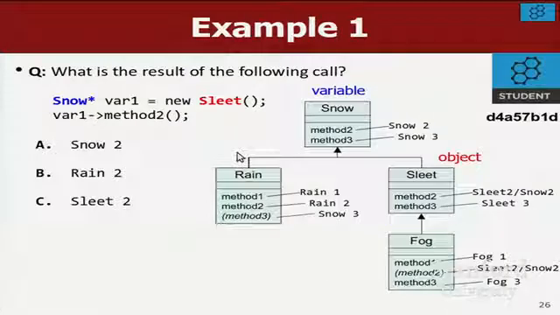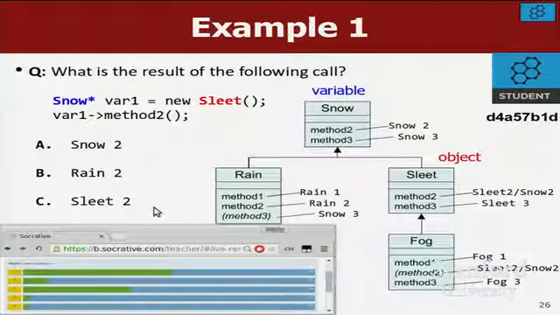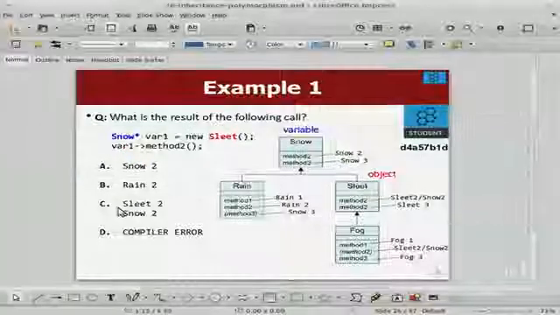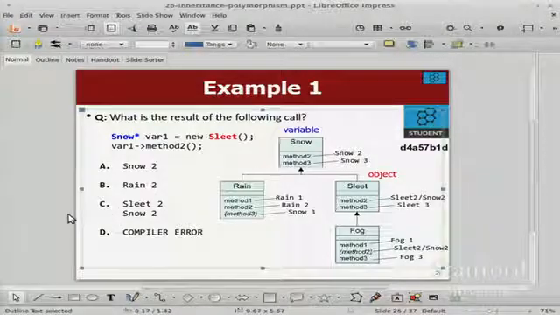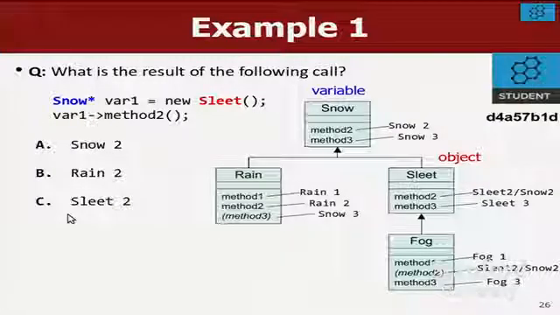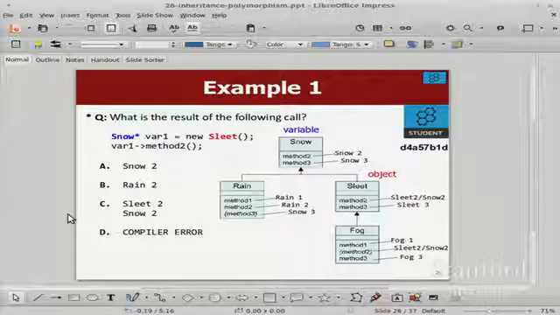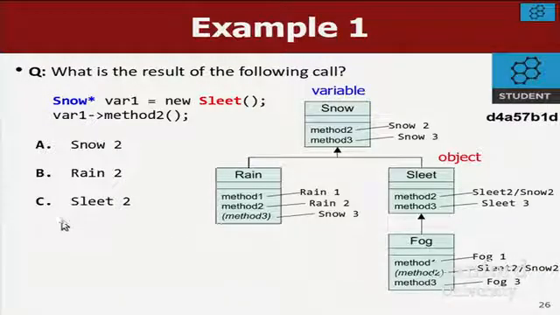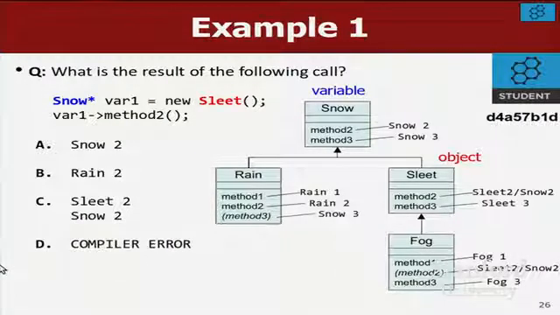So, wait, shouldn't it be sleet 2 slash snow 2? Where's the rest of it? So, the 3% of you who put D or E, wait, did it get cut off? Ah, look, it's right there. Wait, how come I can't see it? Is it cut? Am I crazy? Wait, what was that? I don't know anymore.